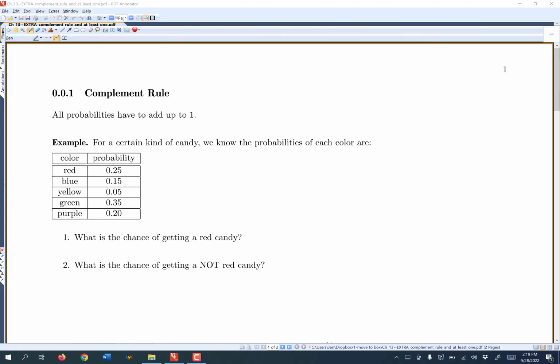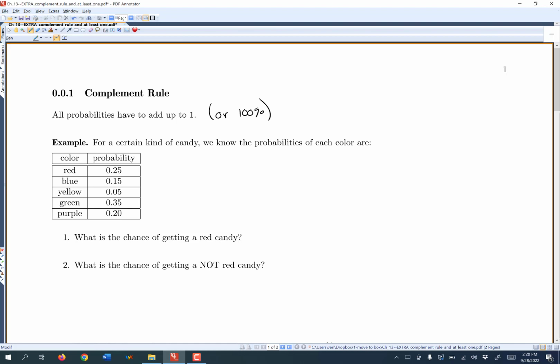This is a video about the complement rule, and we'll also cover the at least one shortcut. First, the complement rule. The complement rule tells us that all probabilities always have to add up to 1. So if you take all the possible outcomes for any situation, the probabilities always have to add up to 1, or we'll write in there, or 100% if you're dealing with percents instead of fractions or decimals.